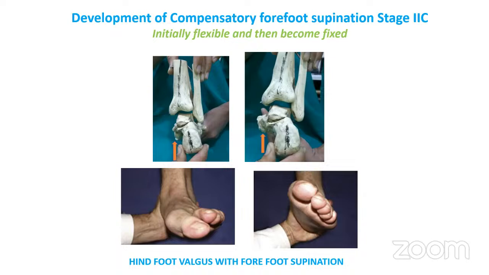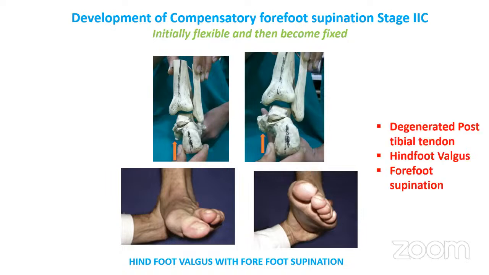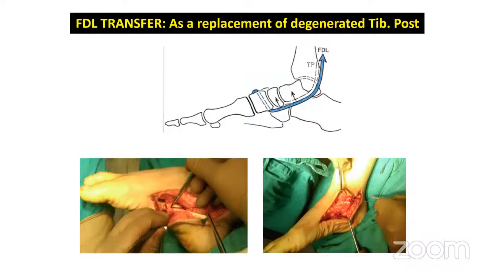Now this is where what we need is something to correct the supination also. So at that stage, we are going to go with the correction for that, and for this we are going to also do Cotton osteotomies in these cases. Now this is how the FDL transfer itself is performed.